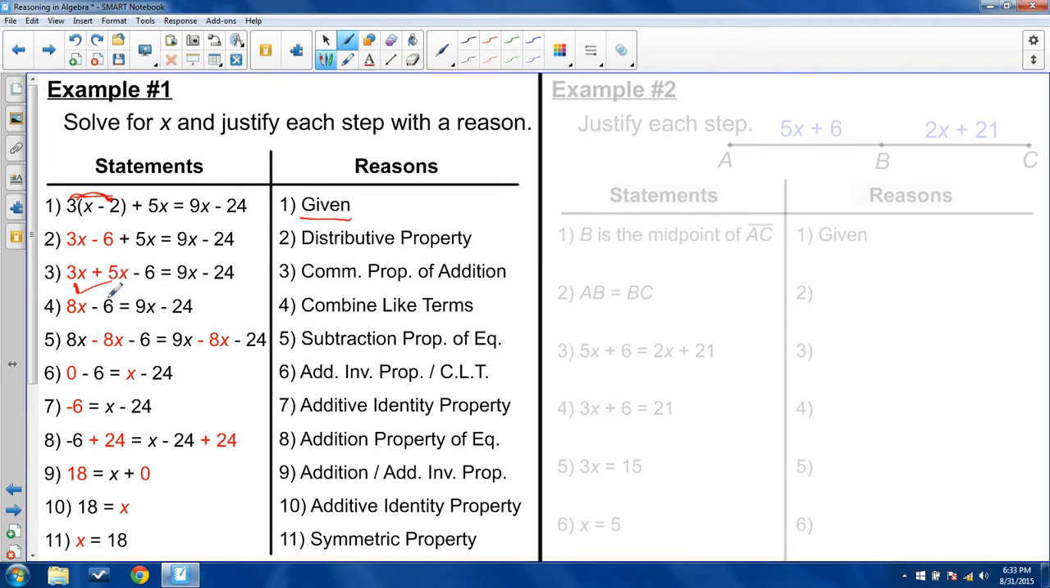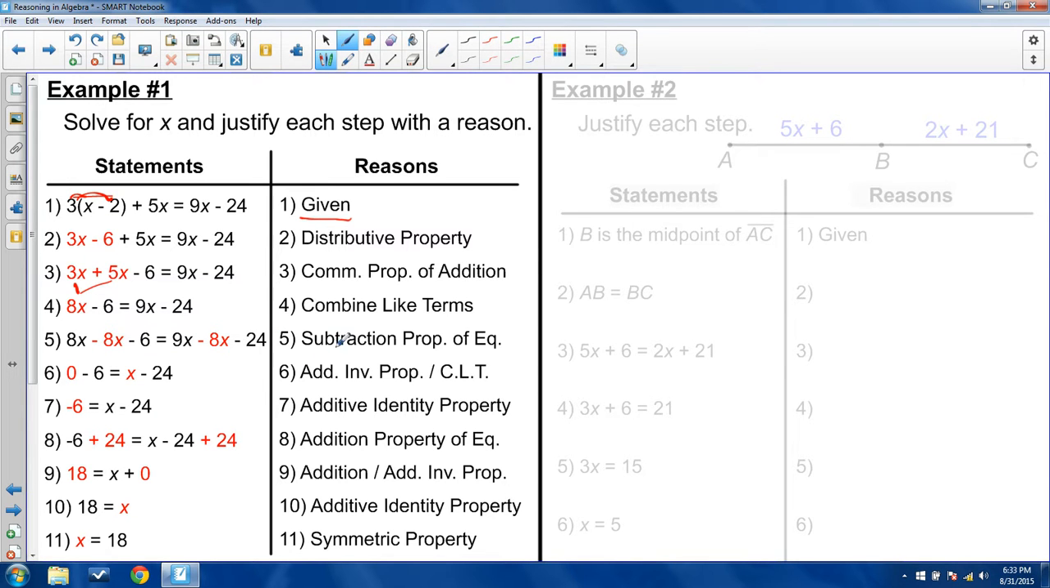After that, I have to find a way to start isolating my x variable. What I did for this one was I wanted to keep my x value positive to begin with, so I subtracted 8x from both sides, and you can see that in red. That's the subtraction property of equality right there taking place.